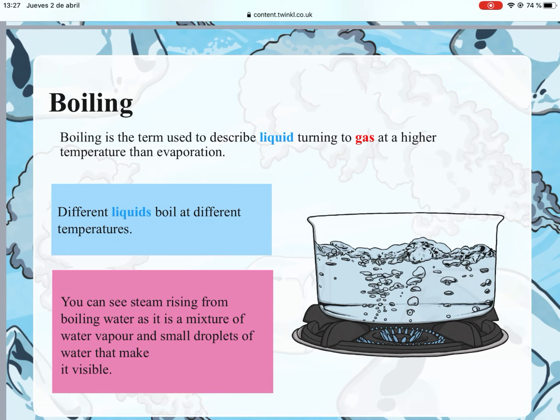So if I would leave this pan of water on the fire for a very long time, it would completely evaporate and there would be no water left. And if I left the windows closed in the kitchen, all the windows would be covered with condensation. Condensation is also liquid. So if we carry on, different liquids boil at different temperatures. You can see steam rising from boiling water as it is a mixture of water vapor and small droplets of water that make it visible.